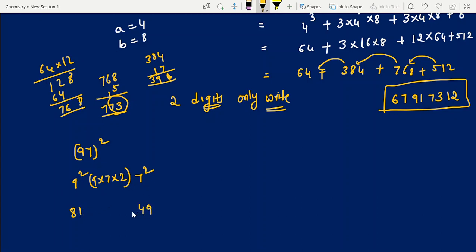Next one, what you will do? 9 7s are 63. Right. 63 into 2. 2 3s are 6. 2 6s are 12, right? 126, you can write.